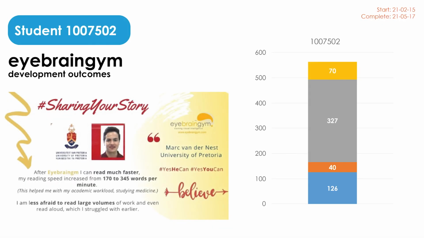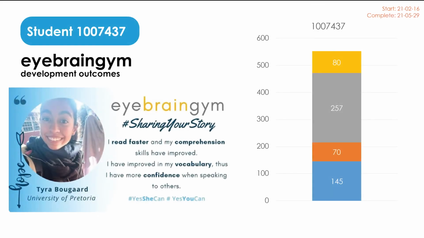Okay, let's look at a tertiary student, Dean's Merit List, who started at 126 words per minute with 40% comprehension, and completed at 327 with 70% comprehension. And Mark even mentions here that it helped him with his academic workload because he's studying medicine, and that is one of the real challenges. All this mass of information that our students now have to work through, and giving them the correct skills development, giving them the strategies that they need to get beyond where they might be stuck.